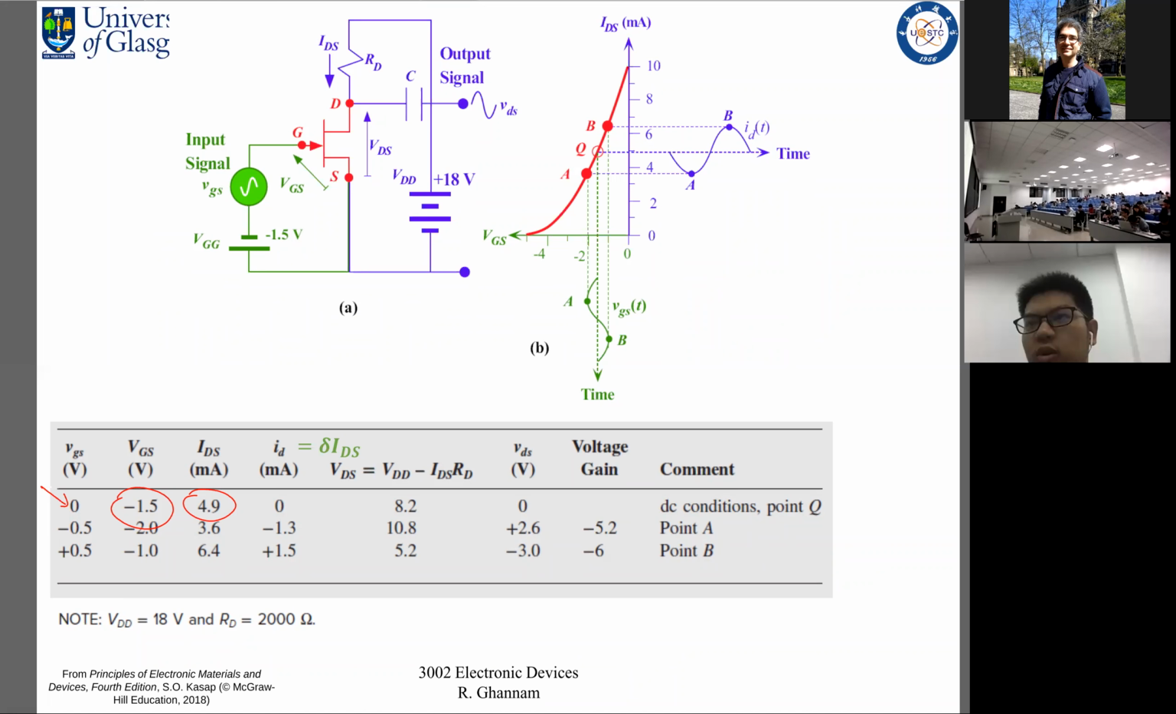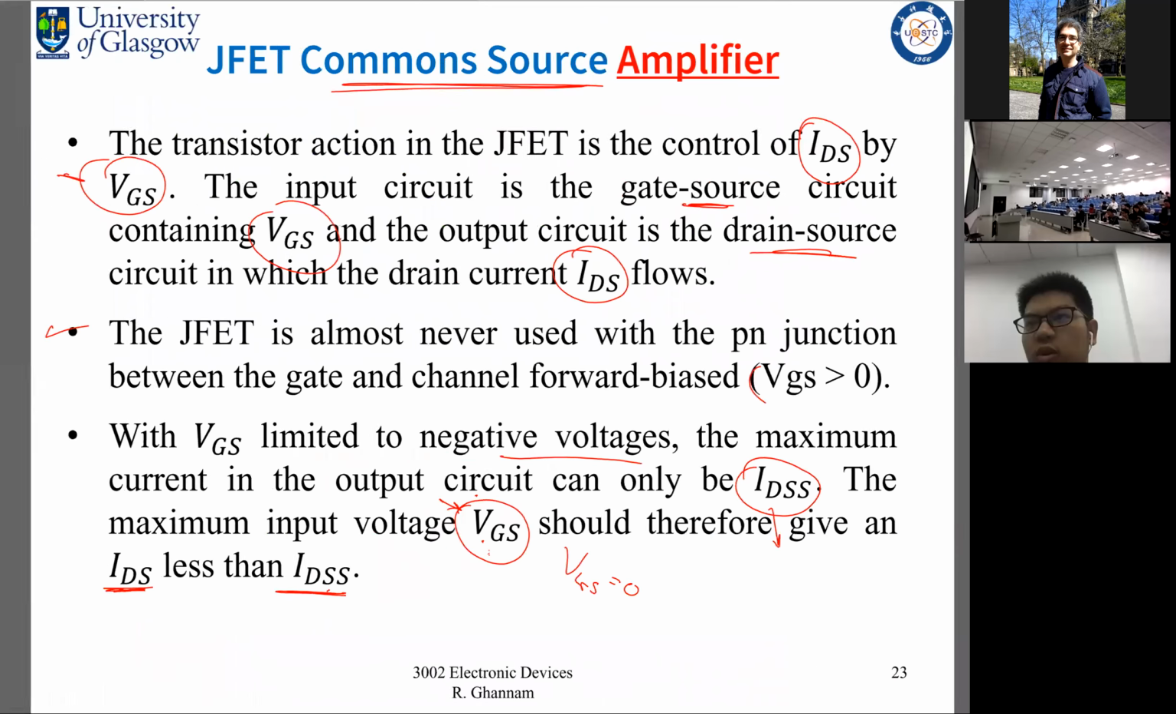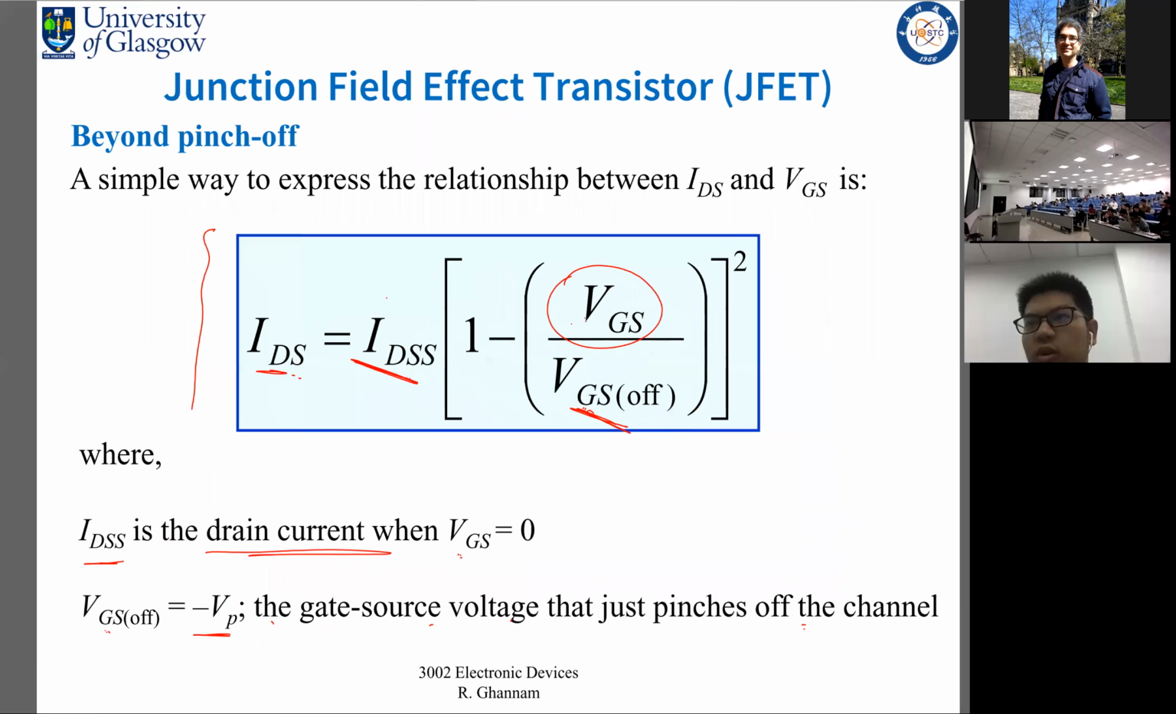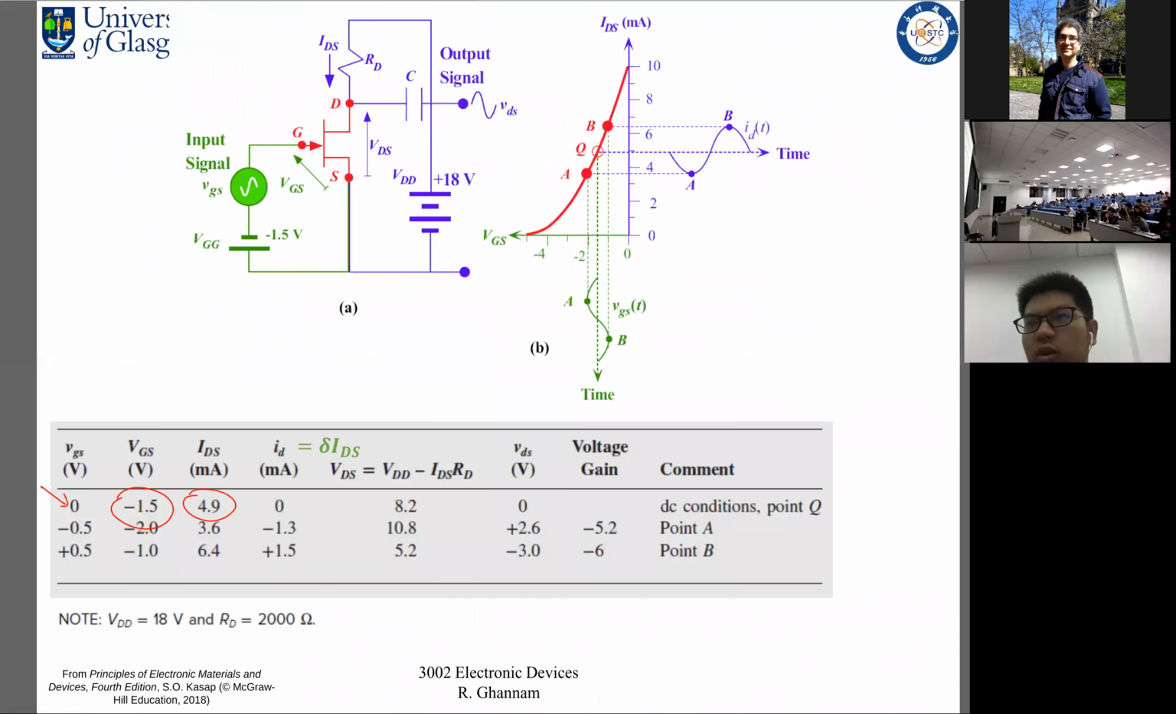What is ID? We can continue with this example. Let us input in this expression what is IDS, what is VGS, and what is VGS off. VGS in this case is minus 1.5 volts. So we can continue with this example. IDS is 4.9 milliamps.